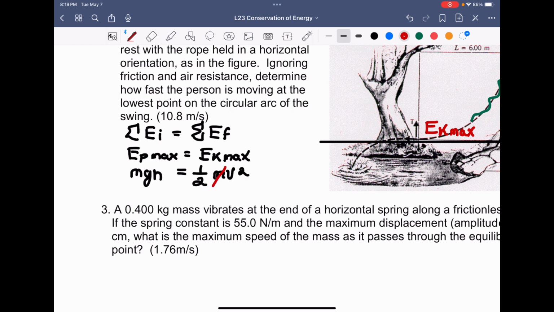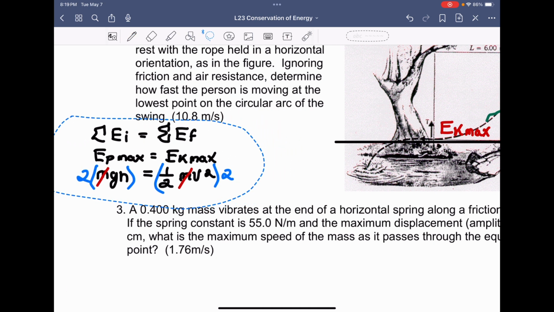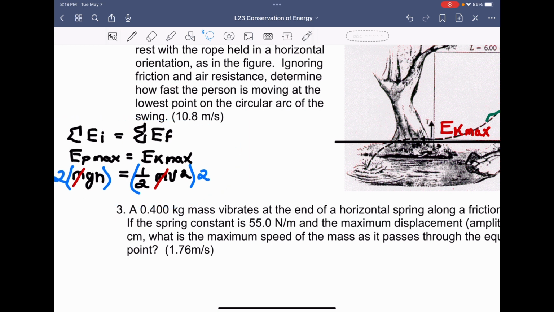I'm going to cancel my masses here because if it's a common factor, we can get rid of it. I'm then going to multiply both sides by 2 because I want to solve for my v squared, or solve for the v more particularly. I'm just going to move this over to create a little bit of space for us because we'll probably need that right margin. There we go. This is going to give us the equation 2gh is equal to v squared.